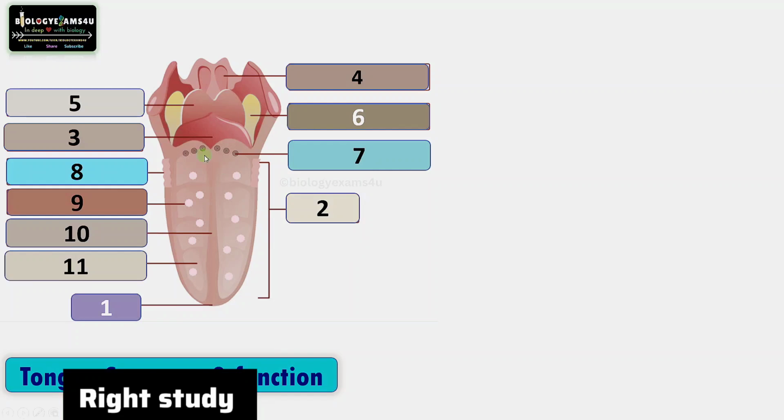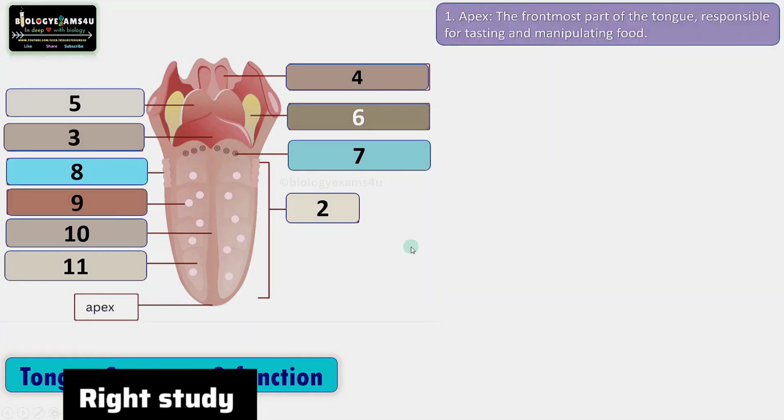Tongue is a muscular organ located in the mouth that is essential for various functions including taste, swallowing and speech. As you see, it is covered by a moist tissue known as a mucosa and is rich in blood vessels and nerves. The first part is the apex. Apex is the frontmost part of the tongue that is responsible for tasting and manipulating food.